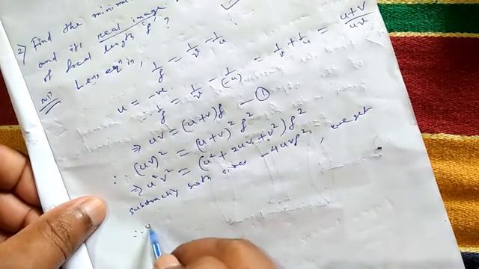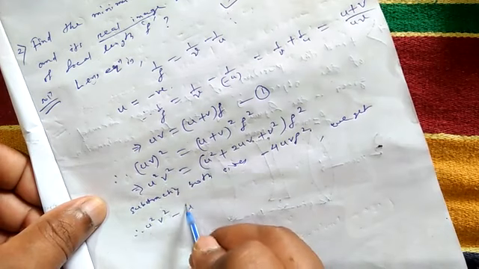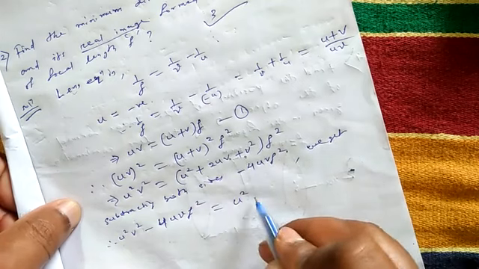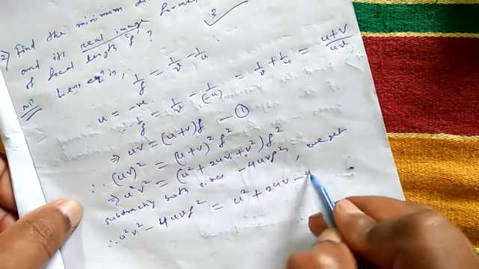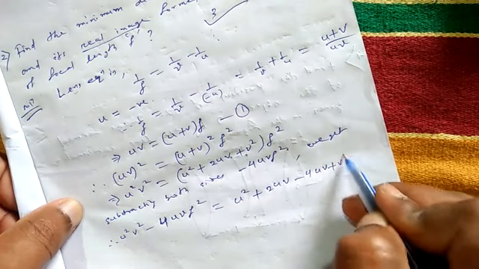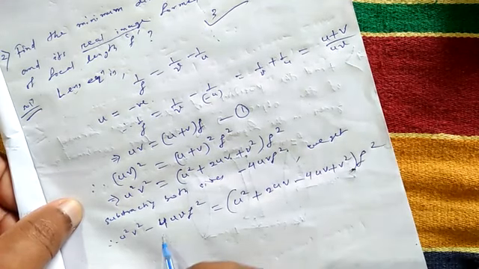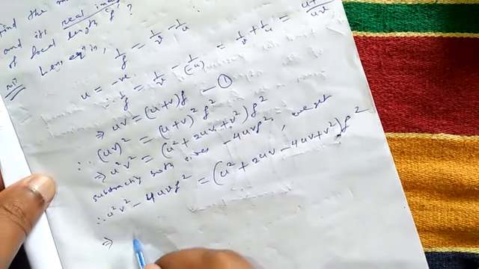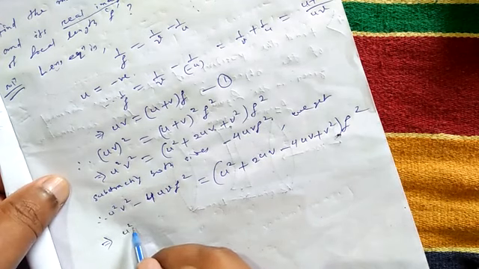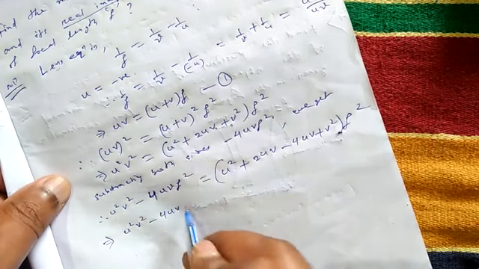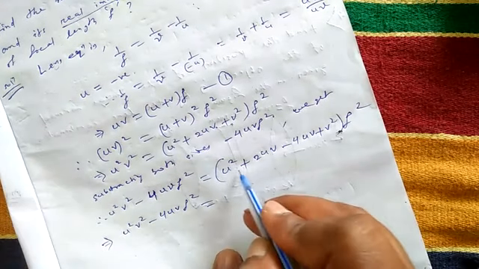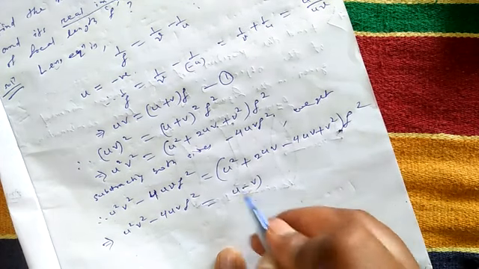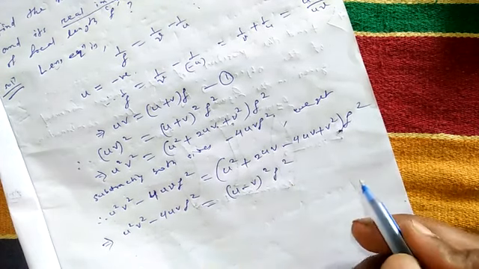u square v square minus 4uv f square is equal to u square plus 2uv minus 4uv plus v square into f square. So subtracted both sides minus 4uv f square, so we get u square v square minus 4uv f square is equal to u square plus 2uv minus 4uv, this is minus 2uv, so you can write u minus v square into f square.